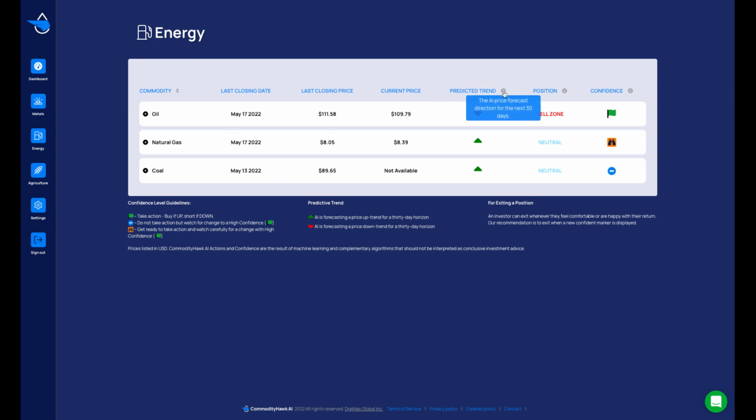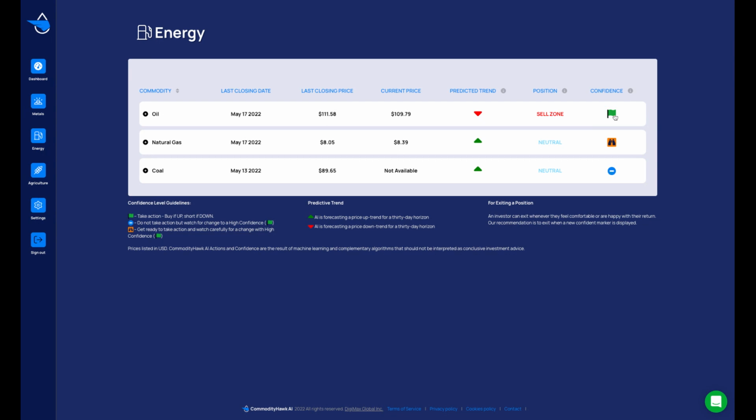If you click on the eye, you will get a description letting you know that this is the predicted trend forecast for the next 30 days. Right now, it's showing down. And there is the position. This is the recommended position that is based on the current price and predictions. Right now, we're in a sell zone. And the confidence we have for that prediction, and this is its level, again, based on the AI analysis.